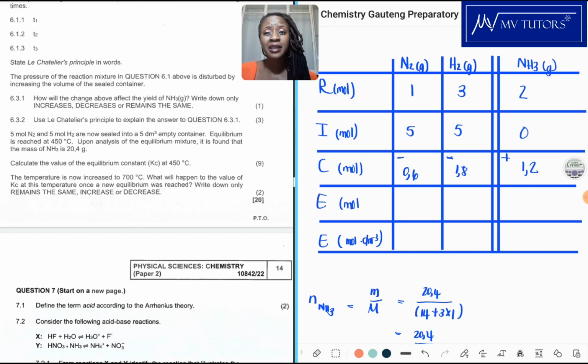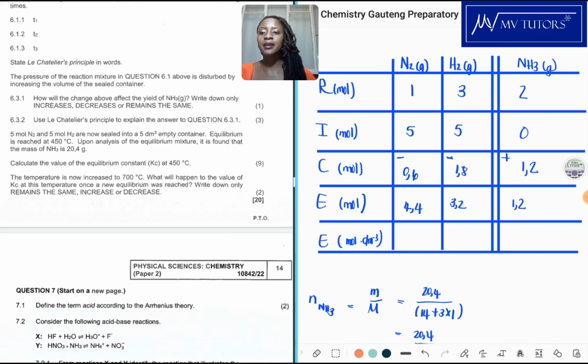So if we're going to take 5 and subtract 0,6, we're going to get what, 4,4. Okay, 4,4 mole. And then 5 minus 1,8, it's going to be 3,2, right? Yes. And then, okay, that's just going to be 1,2. Okay, now we have the number of moles at equilibrium.